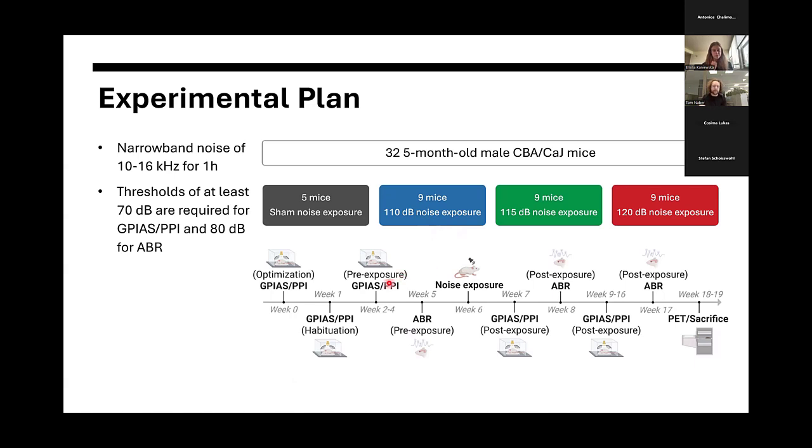So we did 3 baseline GPIAS measurements and baseline ABR. And then after noise exposure, we did 9 weekly GPIAS measurements and 2 post-exposure ABRs, which were 2 months apart. And then we did PET scans in a subset of the animals to look at the GABA A receptor binding potential, and then collected the brains and cochlea of all the animals.